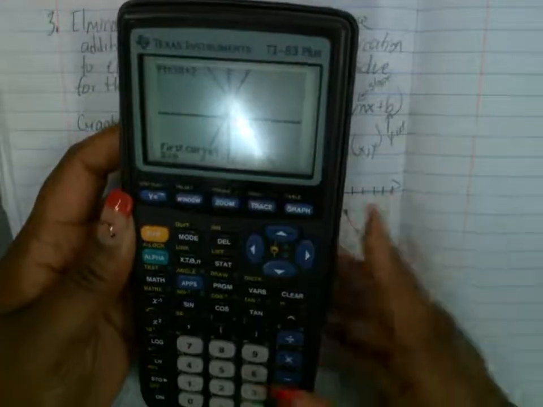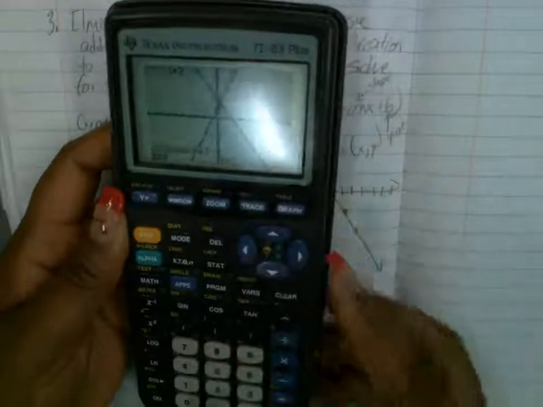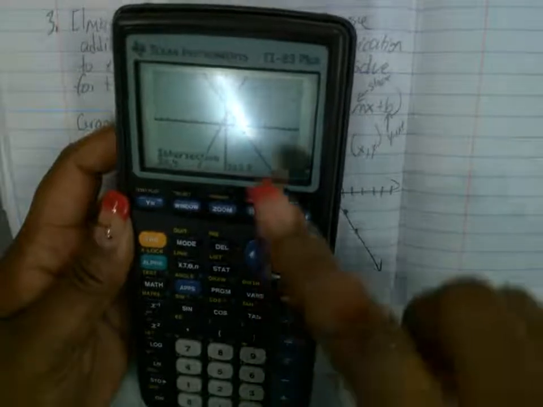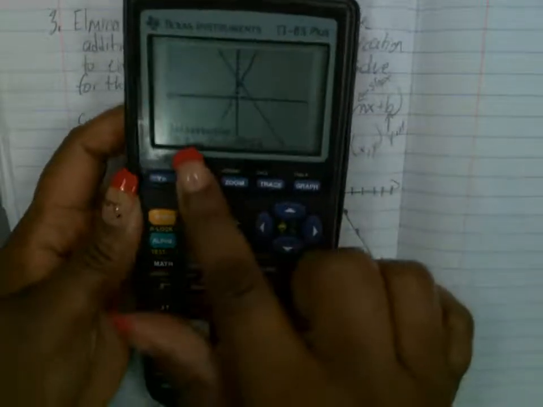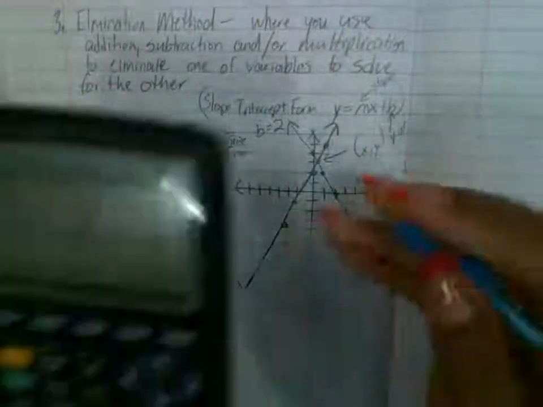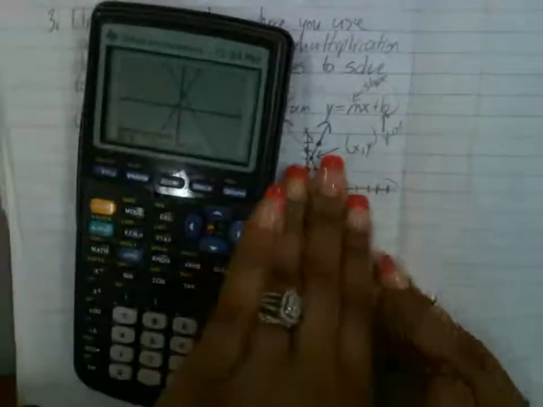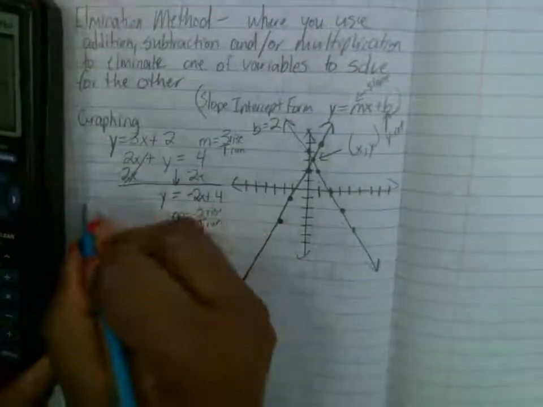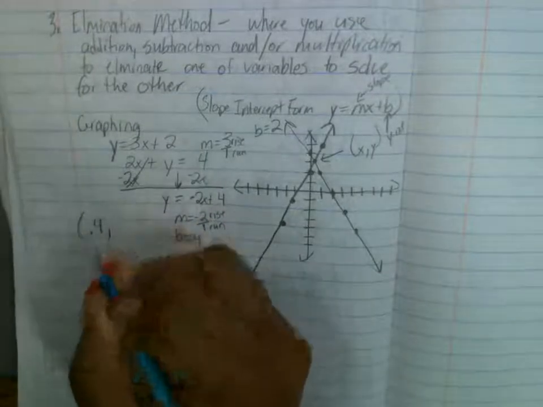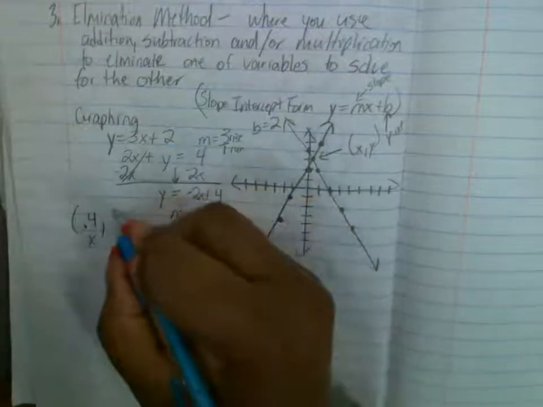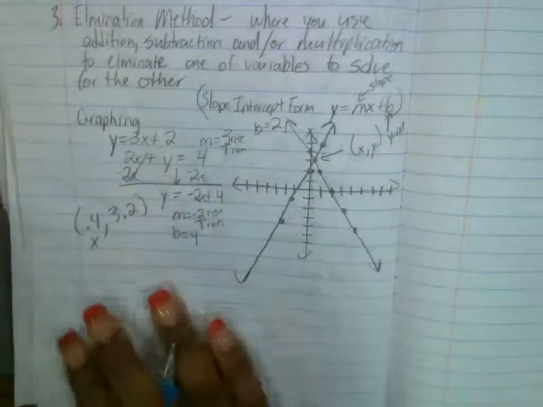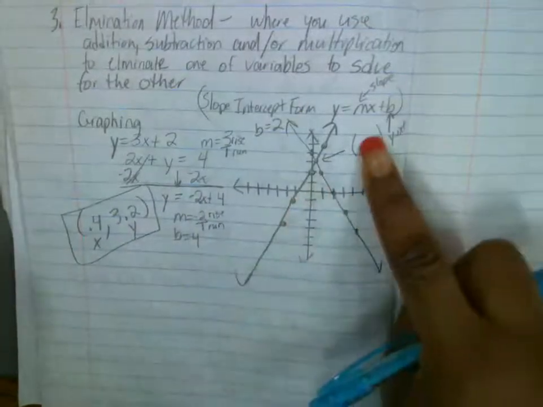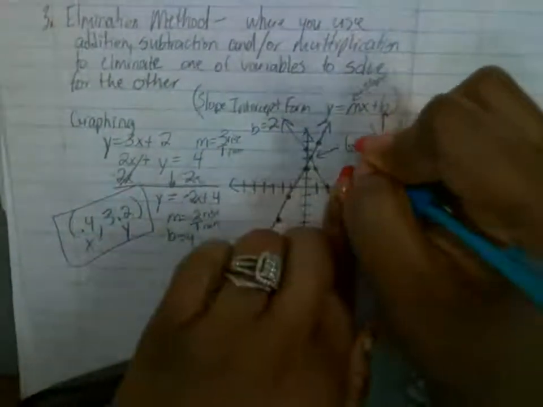Now you're going to press enter. This is the first equation, second equation, and then it says guess. So just press enter 3 times, and it gives you the intersection. See how it's not a whole number, it's a decimal. So my intersection, my ordered pair, my solution, where they cross, the only point that they share, is going to be, and I'll write it over here, 0.4, comma, that's my X value, and 3.2. This is my solution. This is the one point that they share. That's this point right here.